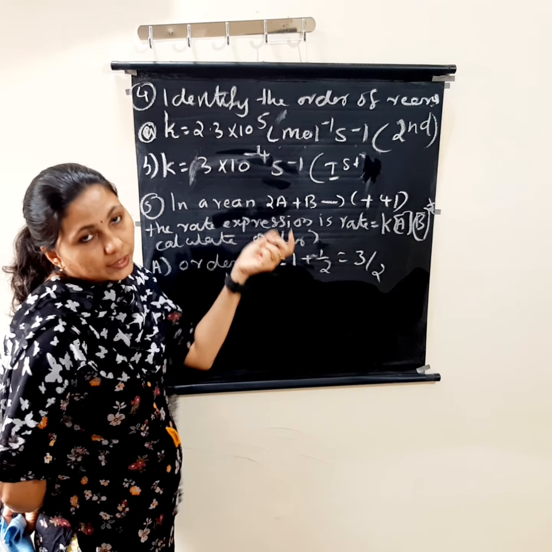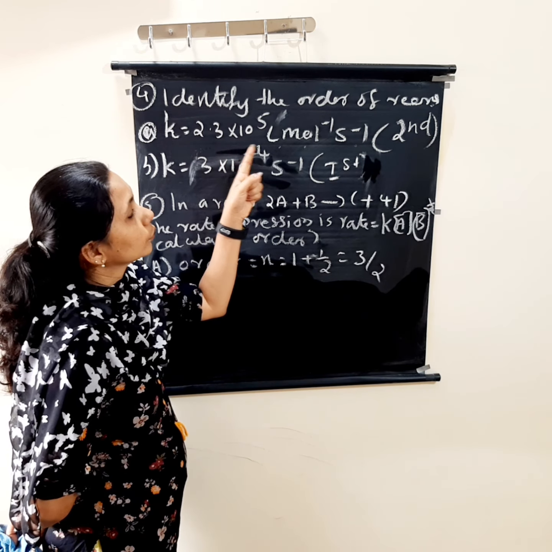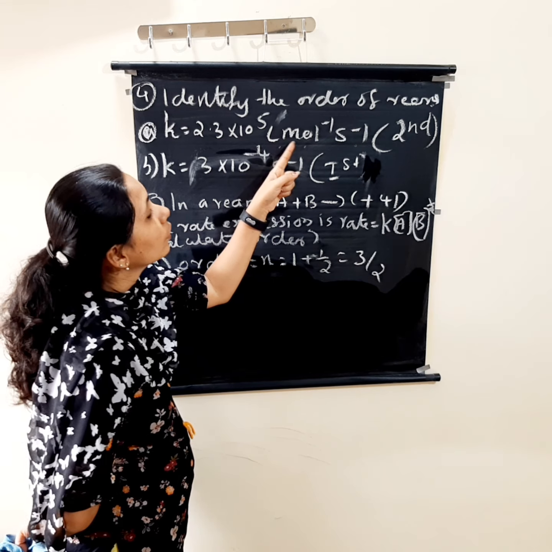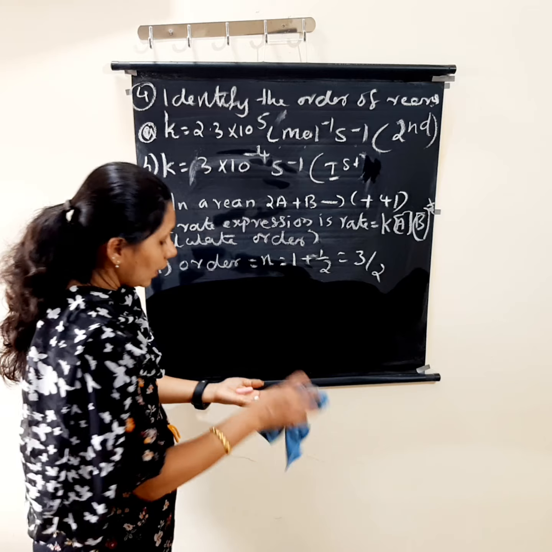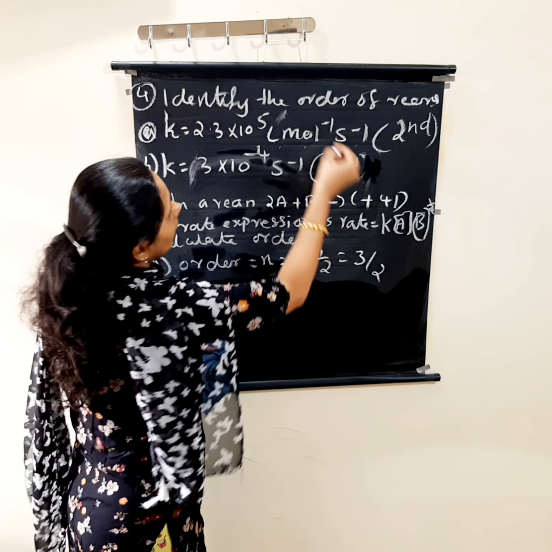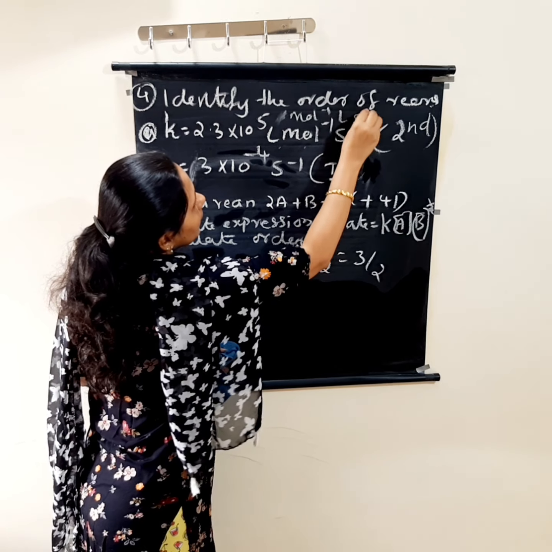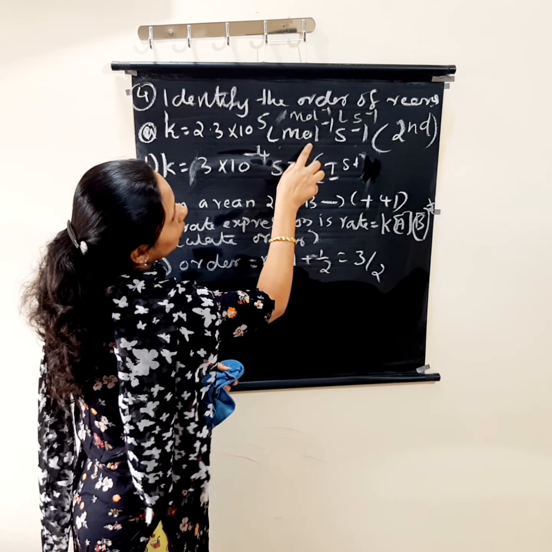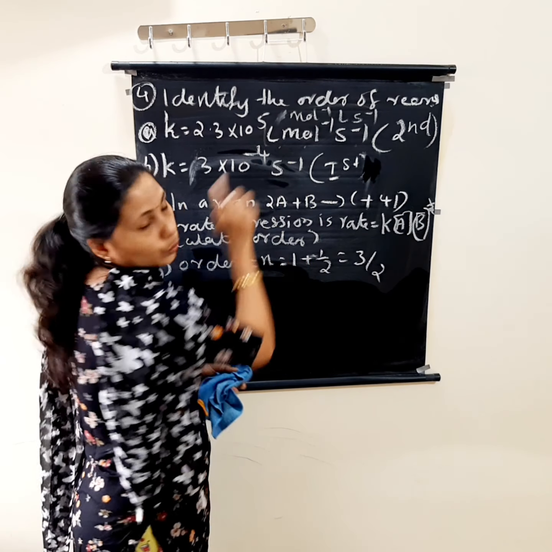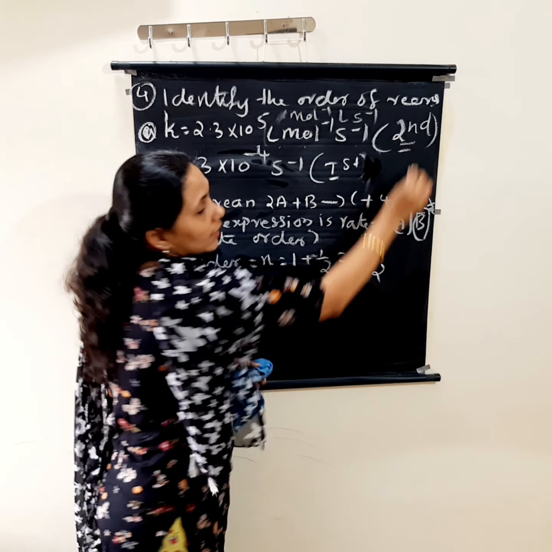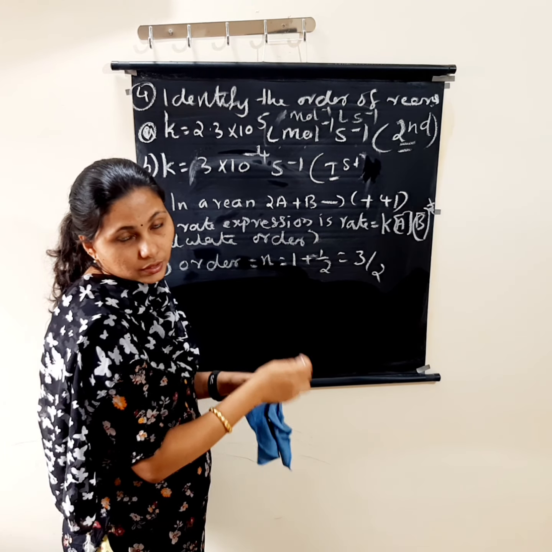In the second class, I explained that if the unit of K is liter per mole per second, we can write it as liter per mole per second. This is the unit of the rate constant. Then which order reaction is it? Second order reaction. You can refer to the notes, it was in the second class.